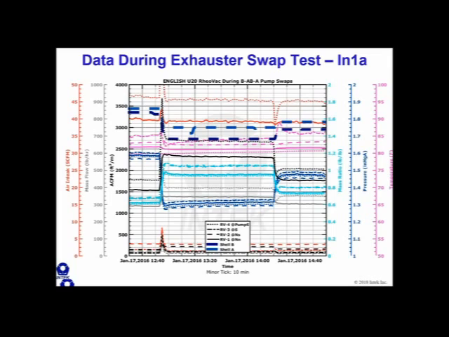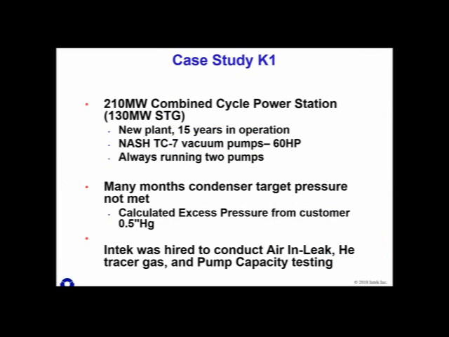Let's move on to the next case study. Here's another case study. This is a 210 megawatt combined cycle power station. They have a 130 megawatt steam turbine generator, so it's a combined cycle unit. It's a new plant, 15 years in operation.